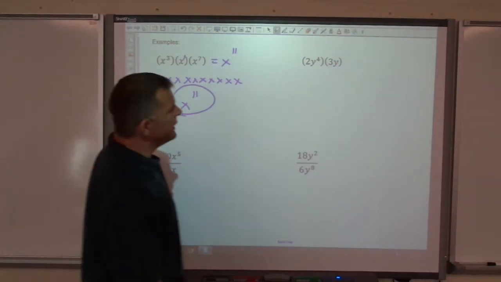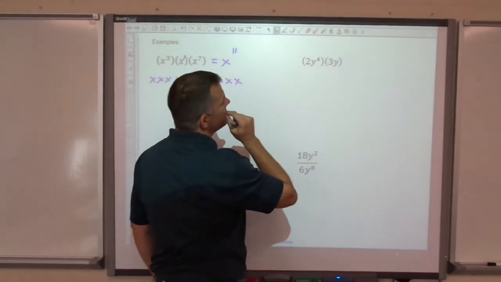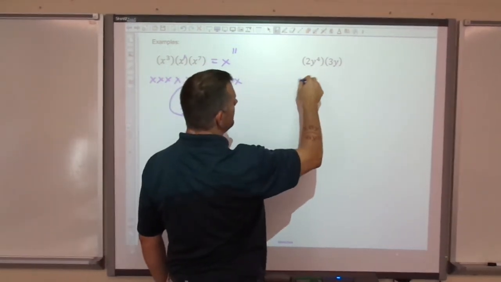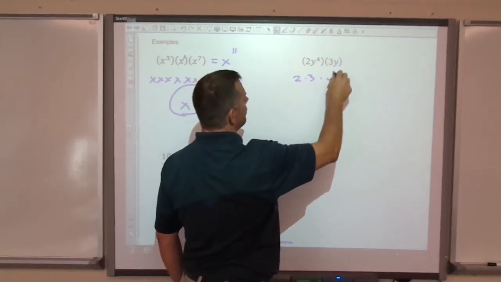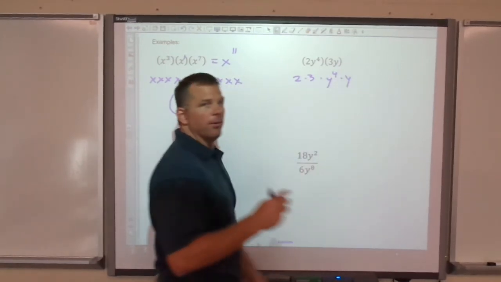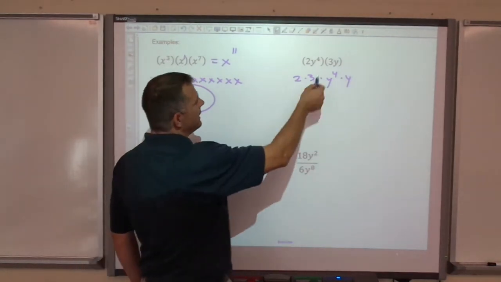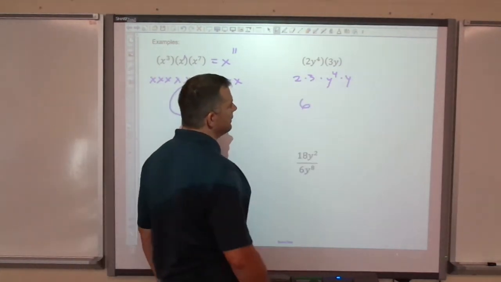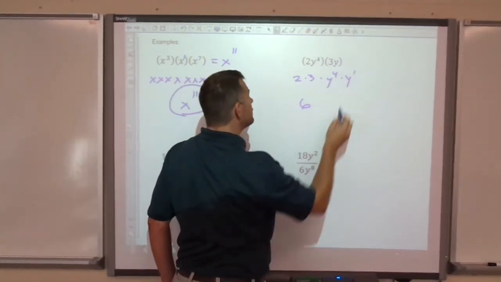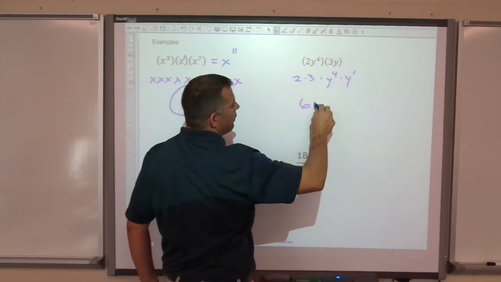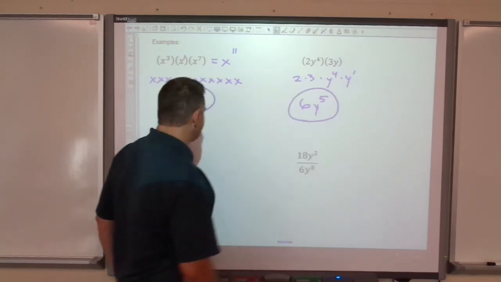Okay? Using the same logic here, it's a multiplication problem. We have common bases. We have some big numbers. This is the same as 2, I can change the order, times 3 times y to the 4th times y. I'm allowed to change the order. I think it's the commutative property that tells me that. 2 times 3, I know that's 6. And y to the 4th times y to the, what's up there? 1st, good. And we get y to the 5th. 6y to the 5th power.